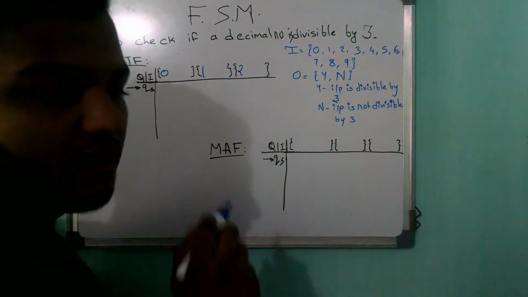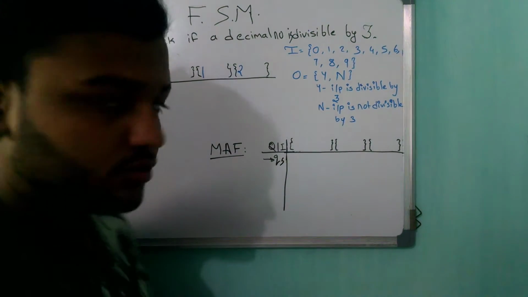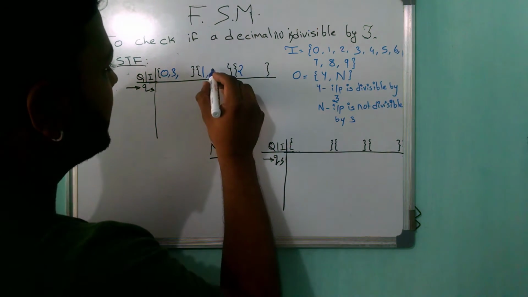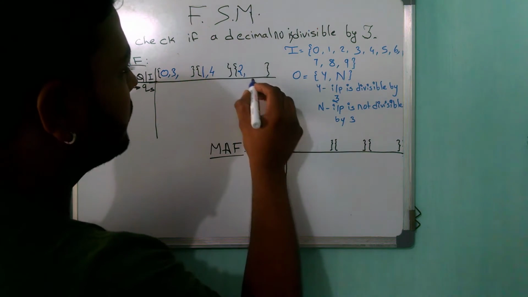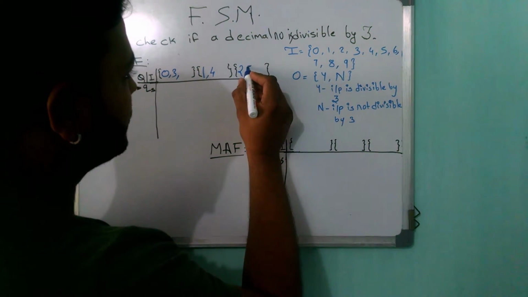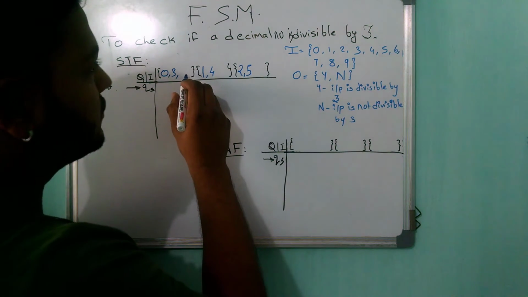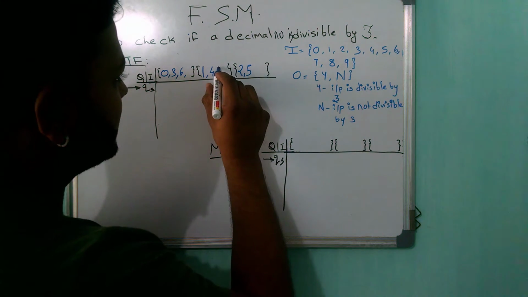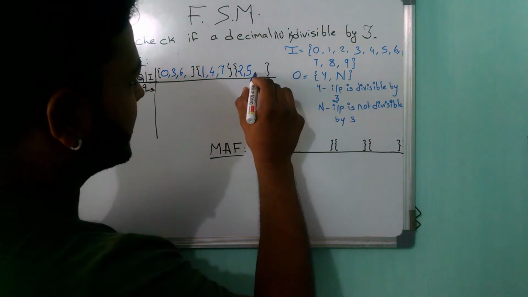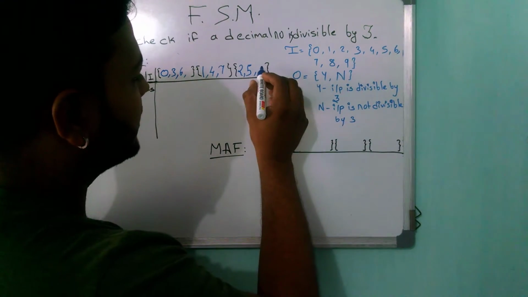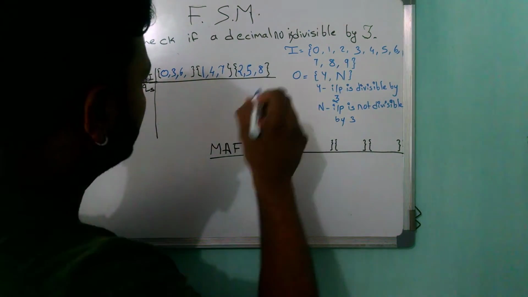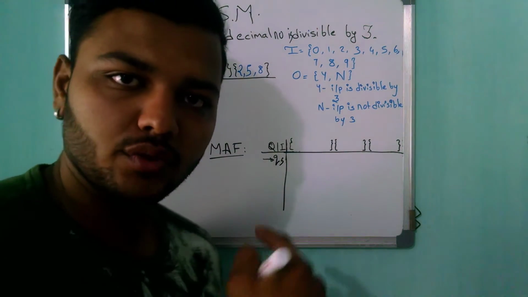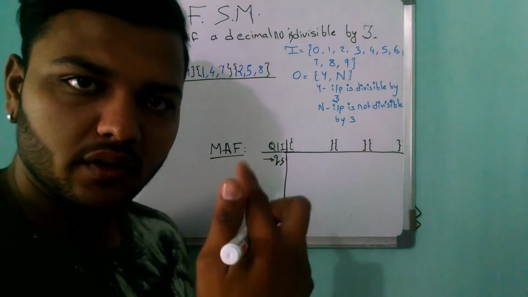So moving on, we divide 3 by 3, the remainder is 0, so we put it in the first group. We divide 4 by 3, the remainder is 1, we put it in the second group. We divide 5 by 3, the remainder is 2, so we put it in the third group. Moving on, we divide 6 by 3, we get 0 as the remainder, so in the first group. We divide 7 by 3, we get 1 as the remainder, so in the second group. And we divide 8 by 3, we get 2 as the remainder, we put in the third group. And the last one, 9, we divide 9 by 3, we get 0 as the remainder, so we put it in the first group.